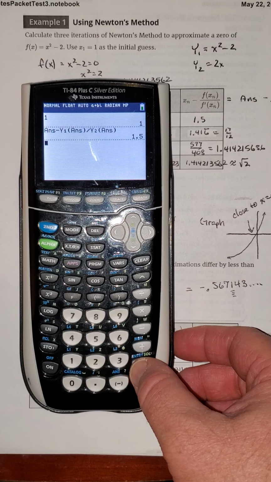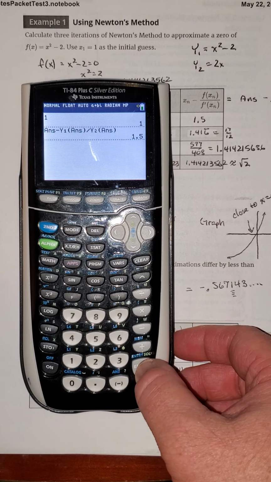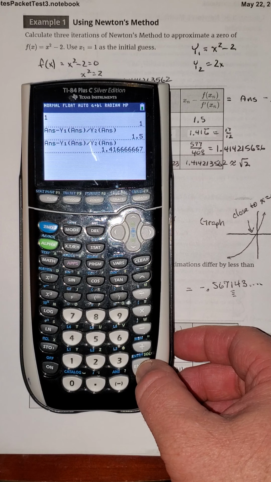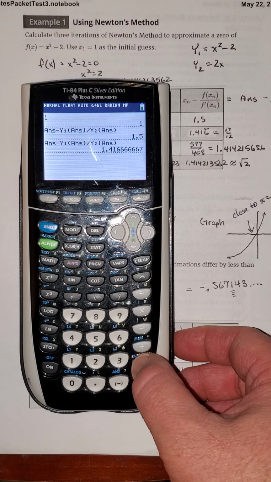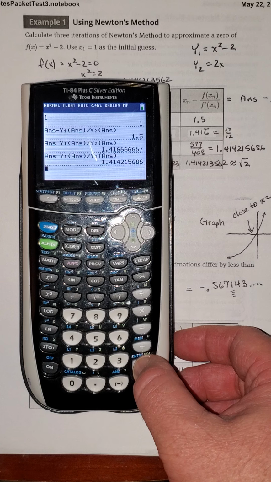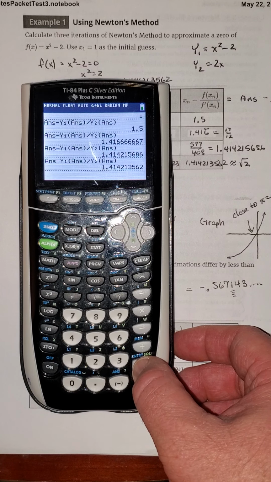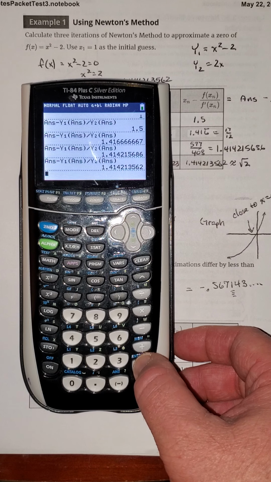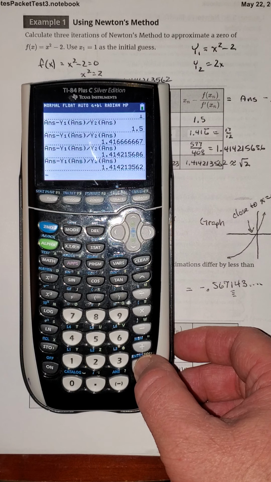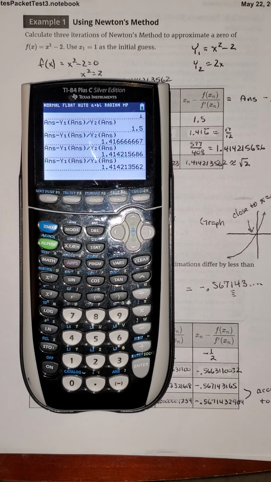Okay? And you don't even need to do much more work here. Just hit enter once. Look, there's the 1.5. Enter again. There's the 1.416 repeating. Enter again. That's the next number I see there. And then the next number, it's almost exactly the same. That is literally accurate to the 1.41421. Okay? So that's pretty accurate to the number we have. It's supposed to be radical 2. That's pretty slick, isn't it?